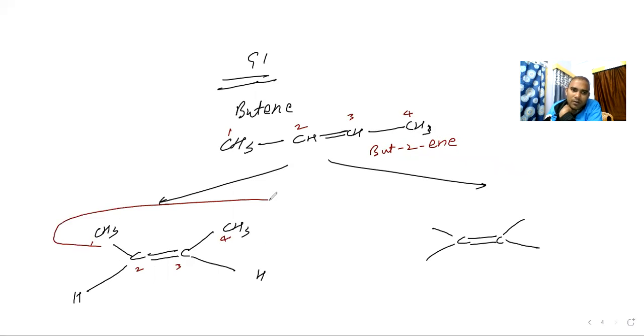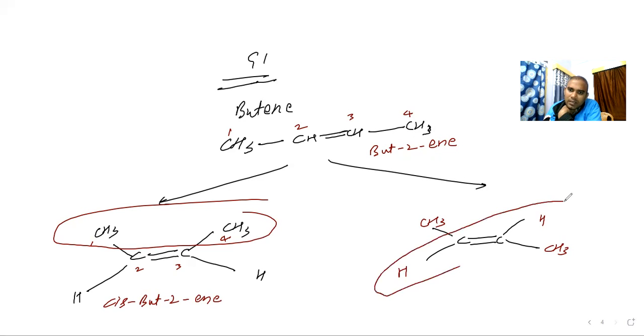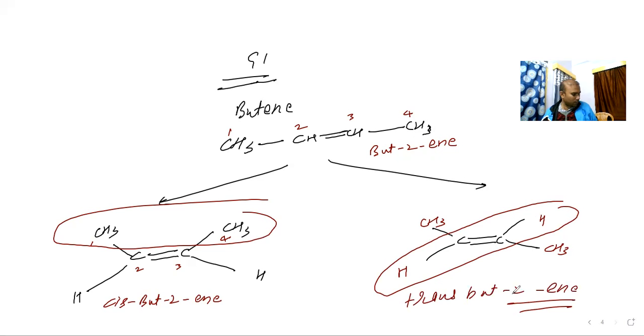Similar groups are on the same side, so that is cis-butene. What about this one? If CH3 is put here, with hydrogen here and hydrogen here, the similar groups are on opposite sides, so that is trans-butene. If you solve problems and examples of geometrical isomerism, there are n number of compounds, and there you will be able to understand it.